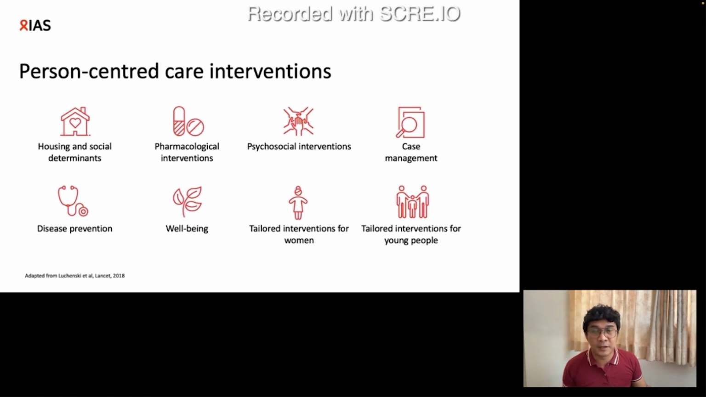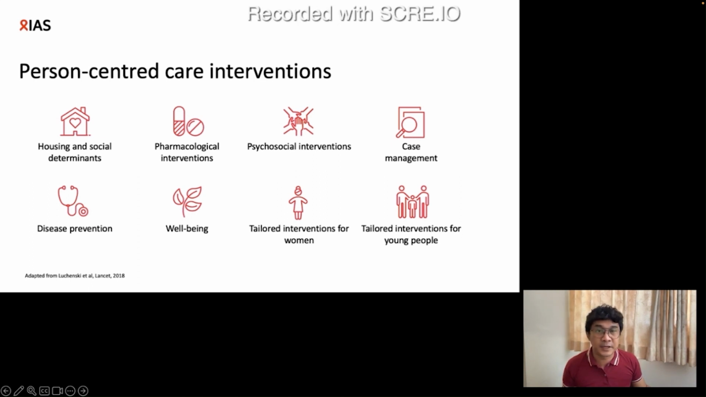Second element of a person-centered care intervention are pharmacologic interventions, such as inclusive treatment for HIV, tuberculosis, hepatitis C, opioid use, and mental health challenges. We also need to include psychosocial interventions that should be based on a multimodal approach, including contingency management for people who use stimulants, including motivational interviewing, cognitive behavioral therapy, mindfulness, and peer support.